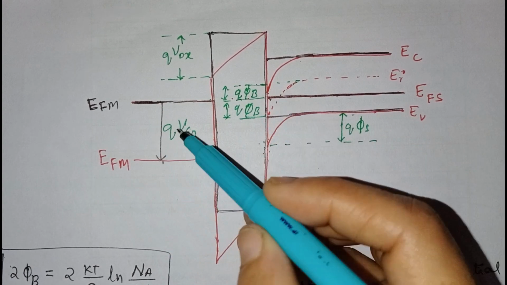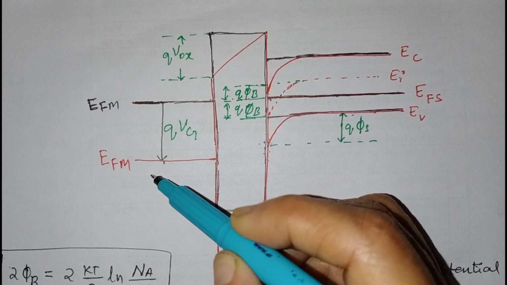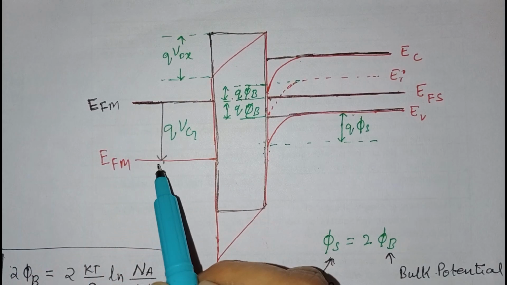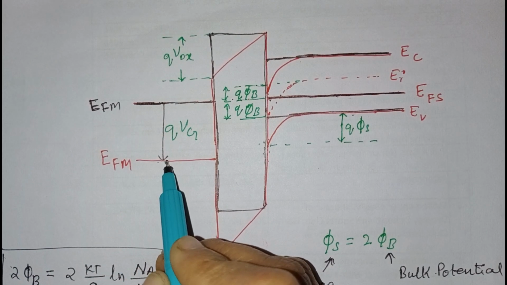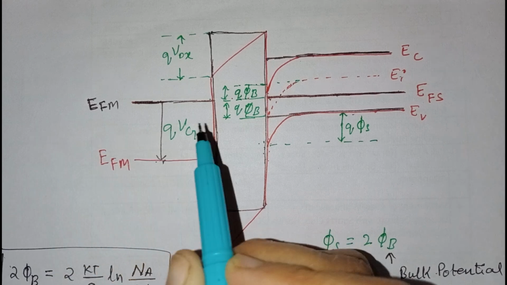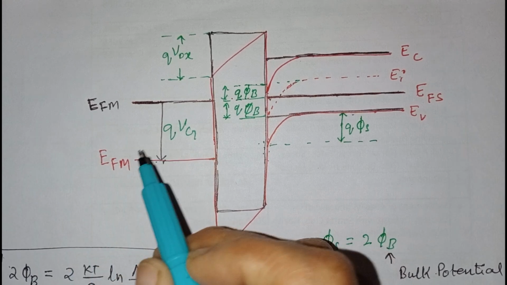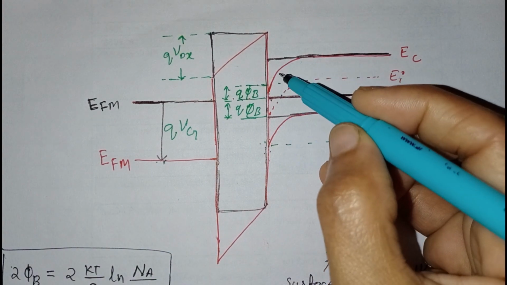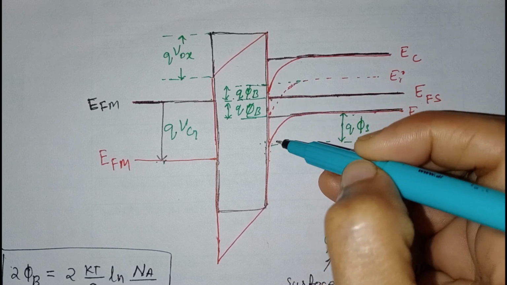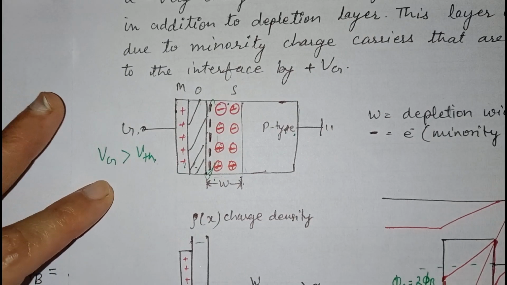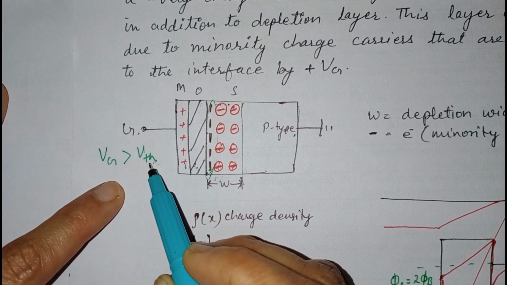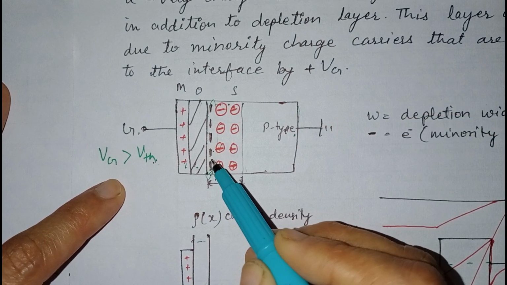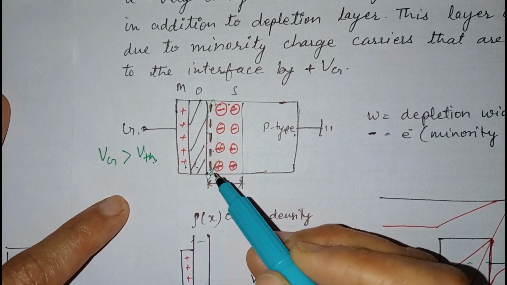When we apply a voltage at the gate that is greater than the threshold voltage, the band diagram for the metal side shifts downward, so the Fermi level of the metal side shifts downward. Due to the application of a high positive gate voltage greater than the threshold voltage, there will be accumulation of the electrons near the interface of silicon dioxide. We can see it here. There will be accumulation of minority charge carriers, meaning electrons, near the surface or this interface.